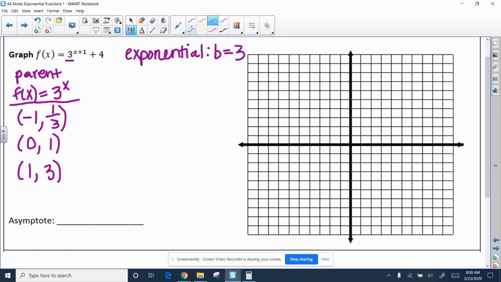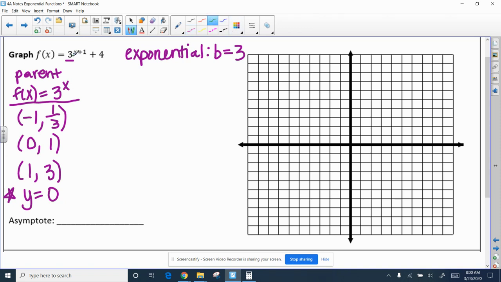Now, the other thing we have to include, which we didn't have to include on our previous transformation problems, is the asymptote. On the parent function, the original asymptote is y equals 0. That's really important to include. Otherwise, our graph is not going to look the way it's supposed to. All right, so now let's do our transformations.